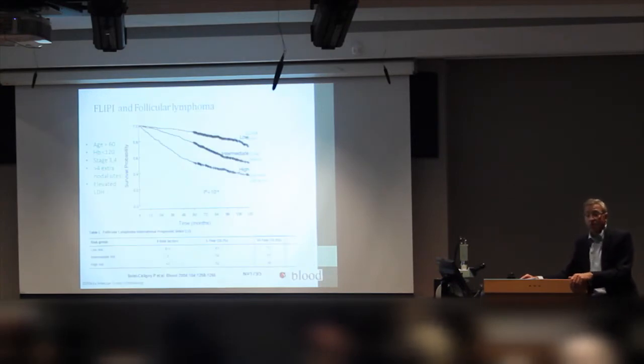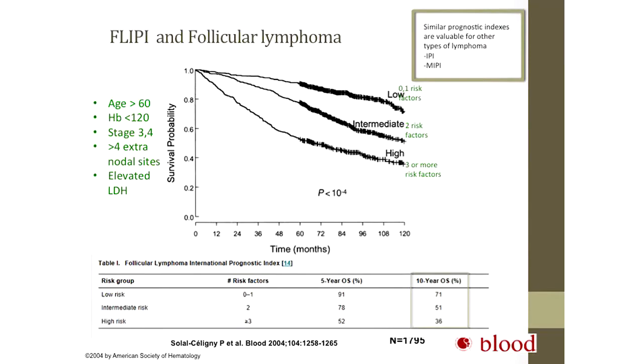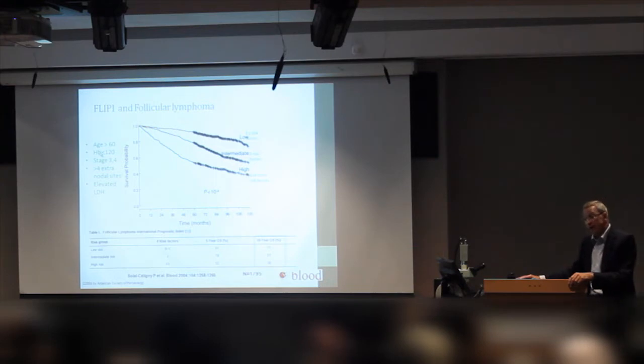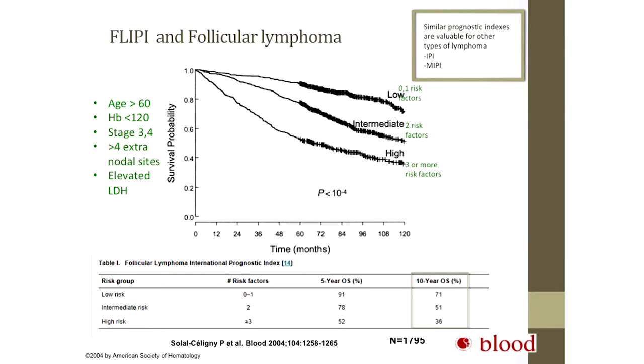We do have standard, what we call prognostic indexes, and I'm sure many of you have heard of FLIPI and IPI and MIPI. These are strange names, but FLIPI stands for Follicular Lymphoma International Prognostic Index. These are indexes that have been developed around the world using large databases of patients, just looking at standard clinical parameters. And the standard clinical parameters are shown here. If you have one of these, we call them risk factors. If you only have one risk factor, it's called a low risk category. And your outlook is very, very positive in terms of the likelihood of survival.